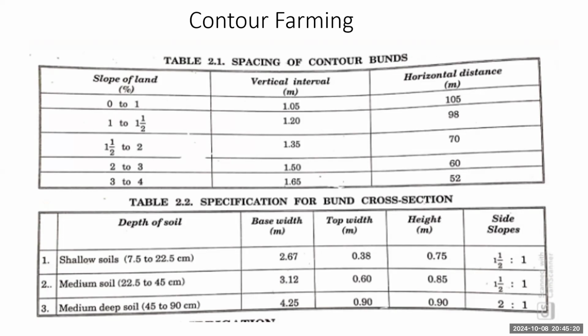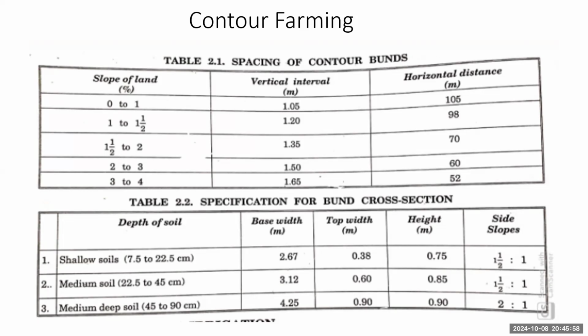So these are the guidelines provided by the hydrologist. If the slope of land varies from 0 to 1%, then the vertical interval allowed is 1.05 meter and the horizontal distance allowed is 105 meter. If it is between 3 to 4%, the vertical interval is 1.65 meter and the horizontal distance is 52 meter. So if the vertical interval is more, then the horizontal distance is reduced. The width of the plot is reduced.